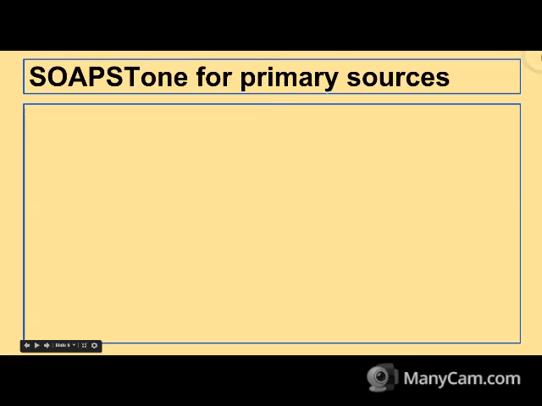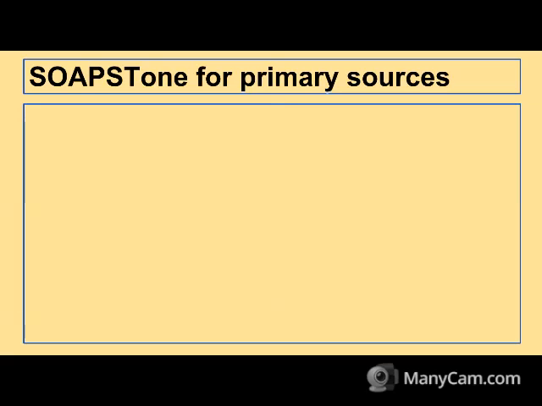Today I want to talk briefly about using the SOAPSTone analytical framework for primary historical sources. You should take notes on this slide and use the SOAPSTone acronym as a structure for your notes as well as for your historical analysis. SOAPSTone you should remember from English. If you need additional support on it, please ask your English teacher. Anyone can support you on the use of this analytical framework.